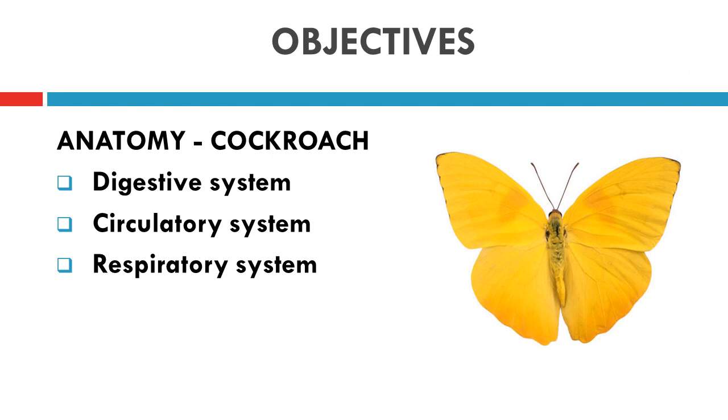Today we are going to discuss the anatomy of cockroach. Hope you know what anatomy is. We are going to learn about the internal structure of the cockroach. So the digestive system, circulatory system, as well as the respiratory system of cockroach we are going to discuss today.